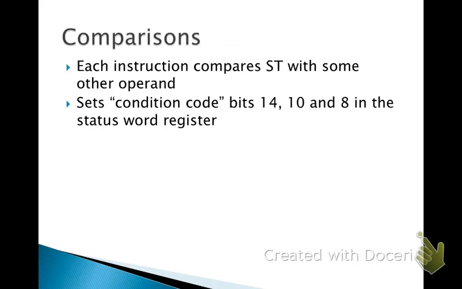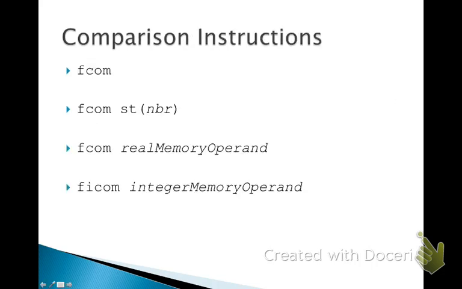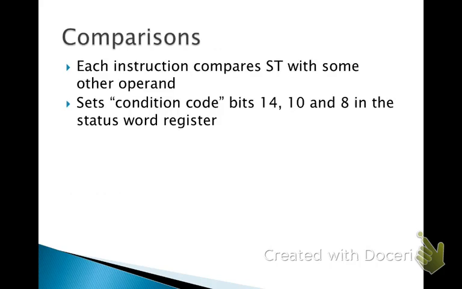So here, let's say our result will go here. The result of the comparison. Let's look at bit 14, which is C3, bit 10, which is C2, and bit 8, which is C0.